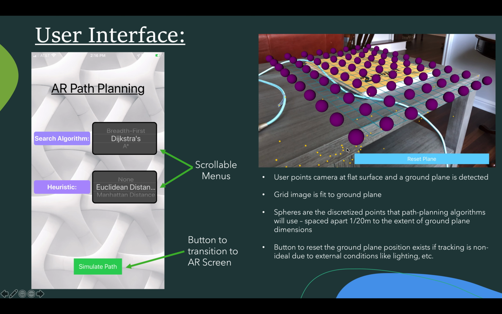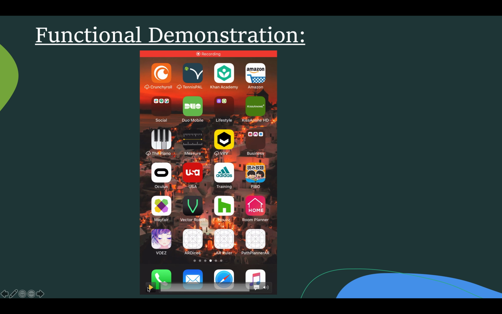And sometimes the tracking is kind of strange due to lighting conditions, etc. So there is a Reset Plane button, which basically resets the tracking so you can set up a ground plane on a different surface or just in a different position. So this works sort of like this.